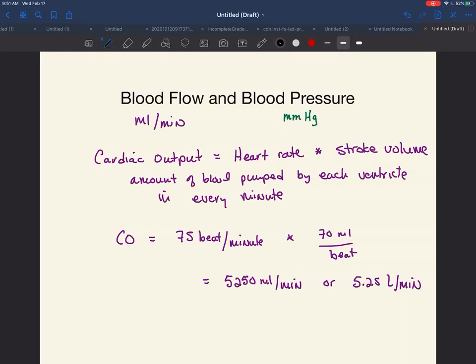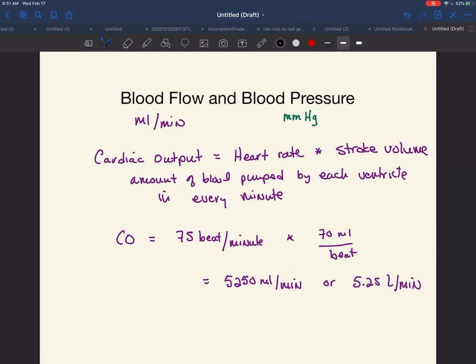Okay, so we're going to talk about blood flow and blood pressure. Because I already created this video, this is just me talking over the notes. Blood flow can be measured in milliliters per minute, while blood pressure is measured in millimeters of mercury.